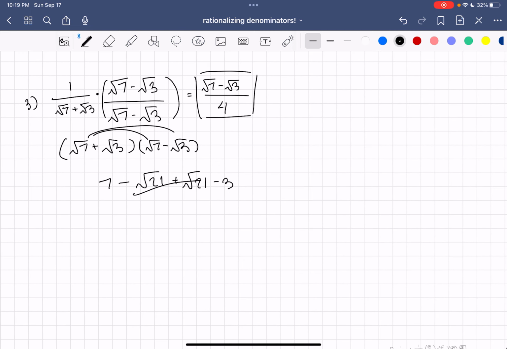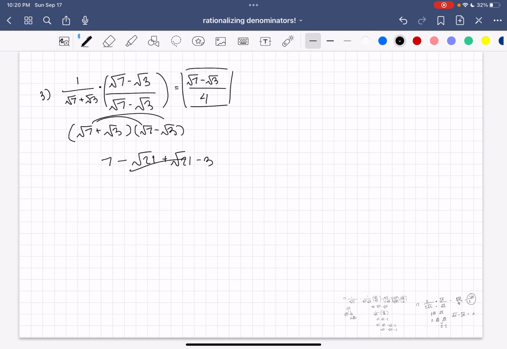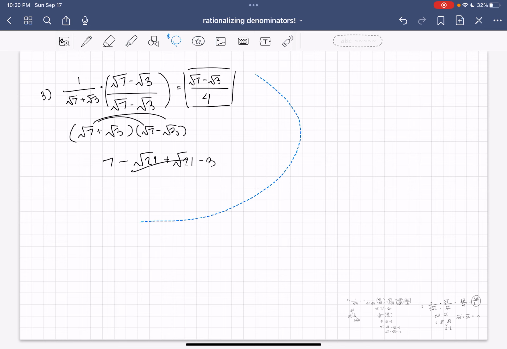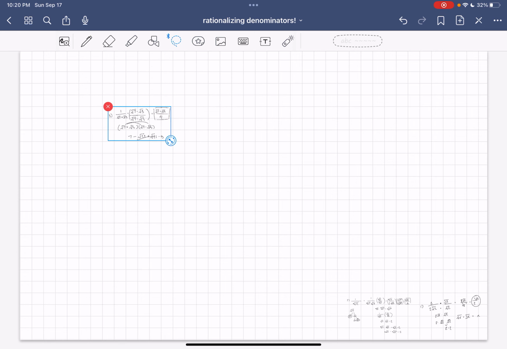Let me put that in my calculator real quick. 1 over square root of 7 plus square root of 3. Yeah, I'm always right. I know. Anyway, now it's time to show you guys the proof that was in the textbook, because it'll probably help me engrave this stuff in my brain, you know?